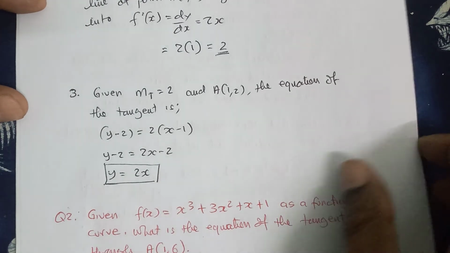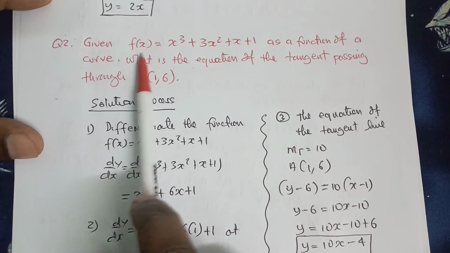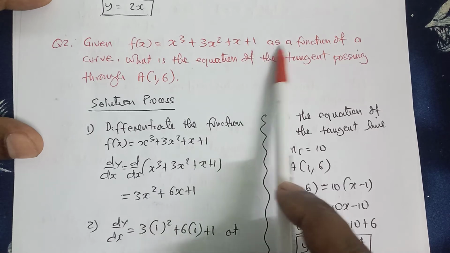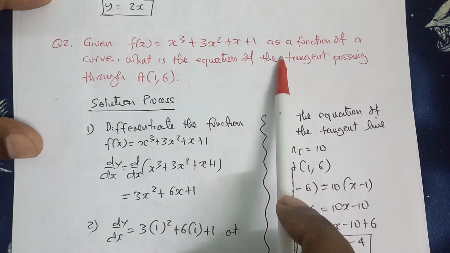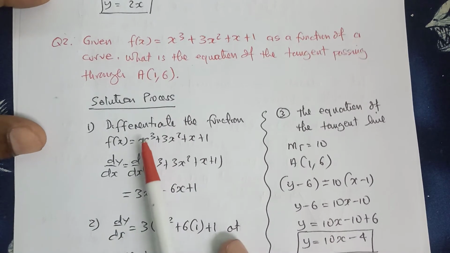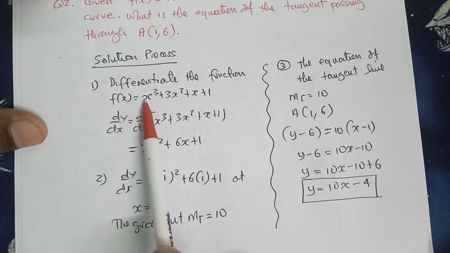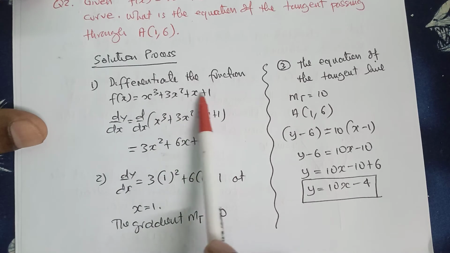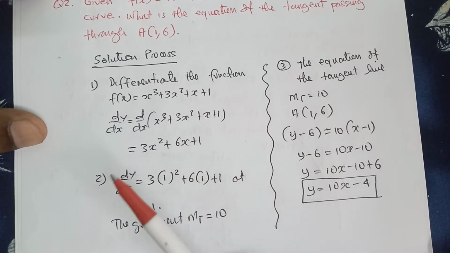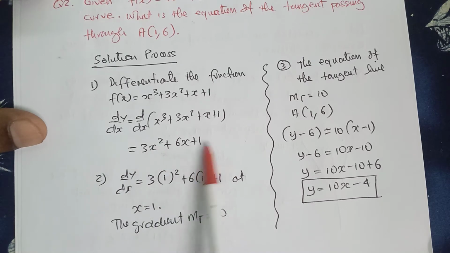Okay? Let's see problem 2. Given f(x) = x cubed plus 3x squared plus x plus 1 as a function of a curve, what is the equation of the tangent passing through A with coordinates (1, 6)? Solution process: same thing, we differentiate the function f(x) = x cubed plus 3x squared plus x plus 1 to obtain our gradient function, for the same reason as explained in problem 1. Our gradient function is 3x squared plus 6x plus 1.